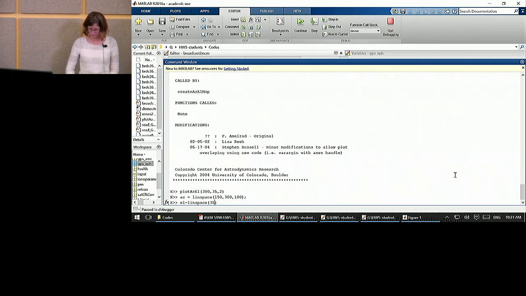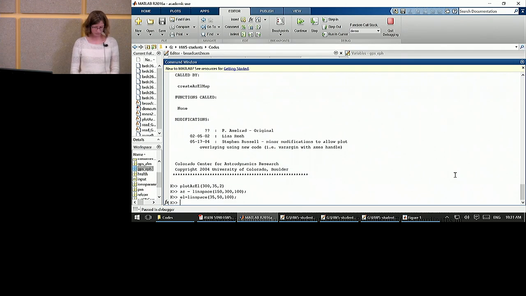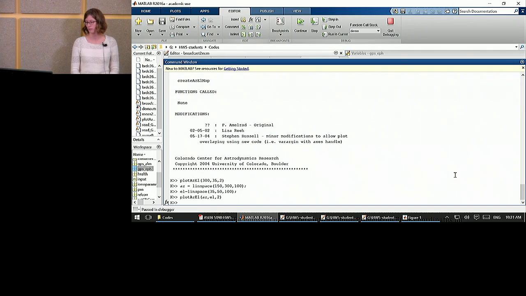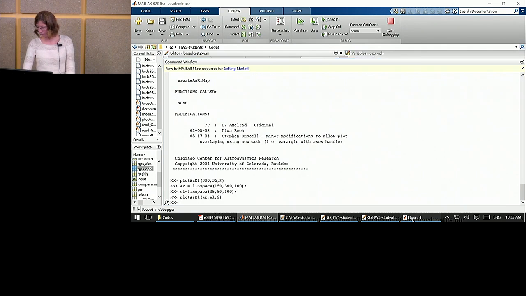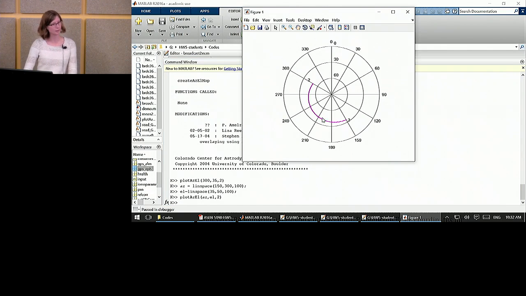So we do 35 to 50 degrees, and we want the same number of points here. Okay, and then we'll give this the vector of azimuths and the vector of elevations. And that will show up in the same figure, which is here, and now I get a line. And this is how the satellite, or my fictive satellite now, is traveling over the sky, right?